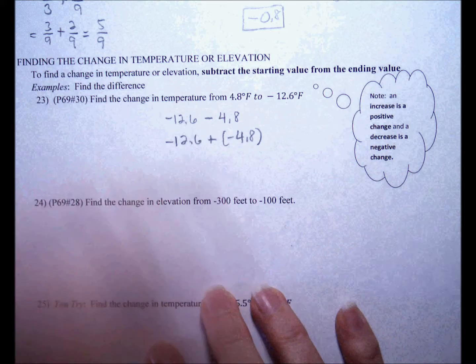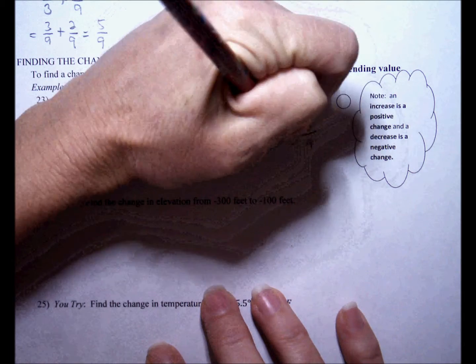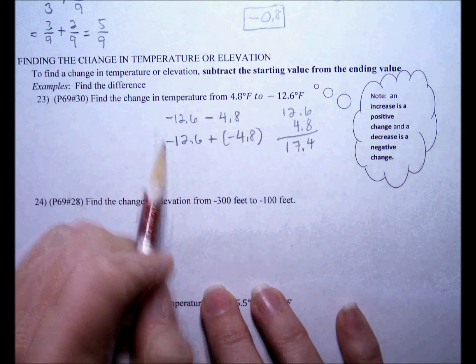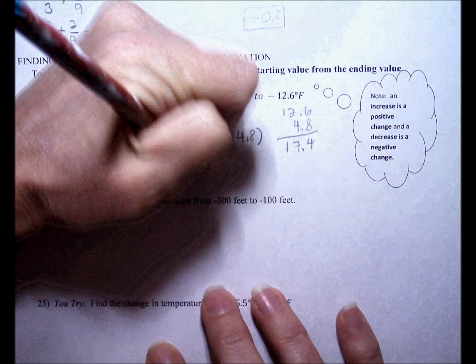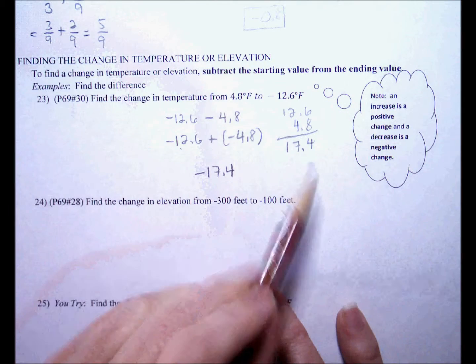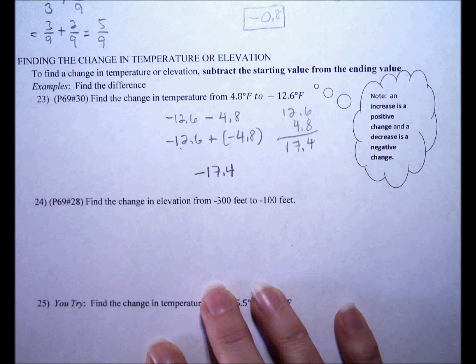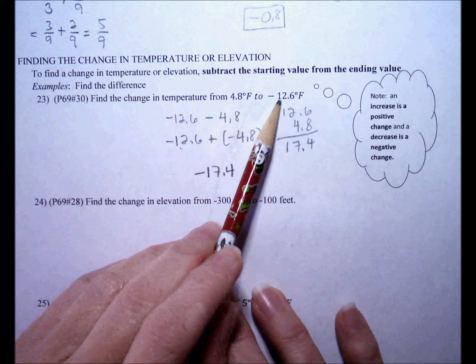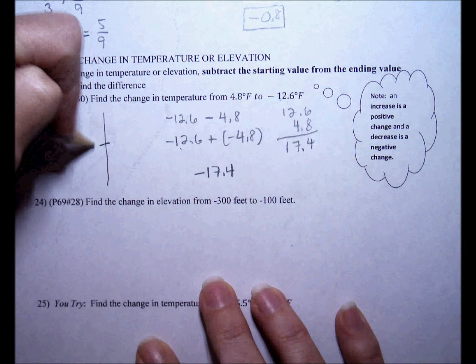We can turn this into an addition problem, negative 12.6 plus a negative 4.8, and then we can add the two absolute values, 4.8 and 12.6. That gives us 17.4. And our original values were negative, so our change in temperature is a negative 17.4. Now, as with all word problems, a good question to ask is, does this make sense?